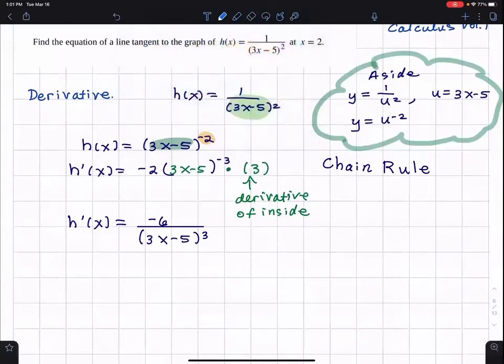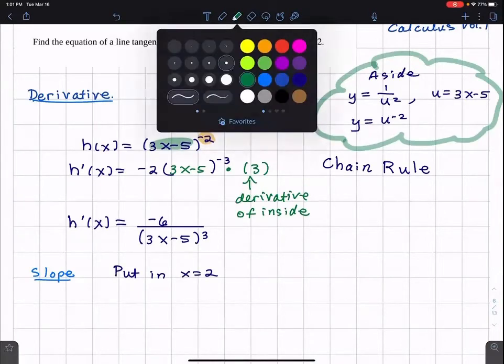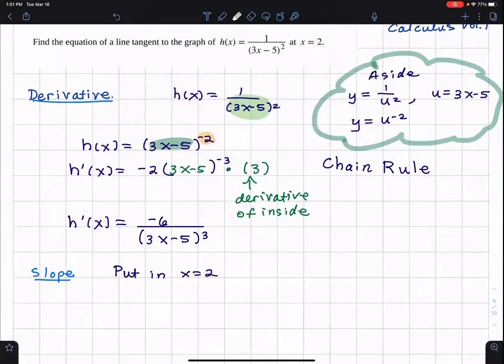Now let's go to finding the slope. To find the slope, what I do is I'm going to put in x equals 2. Well, where's x equals 2 coming from? Let's see if this is going to make a mess of this work if I put little snail tracks from this x equals 2.